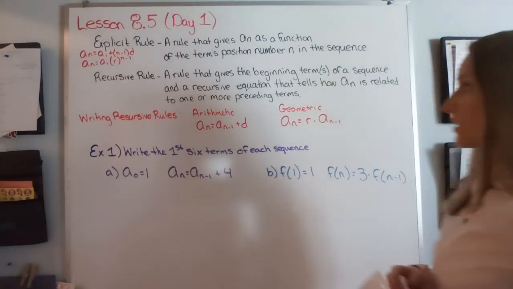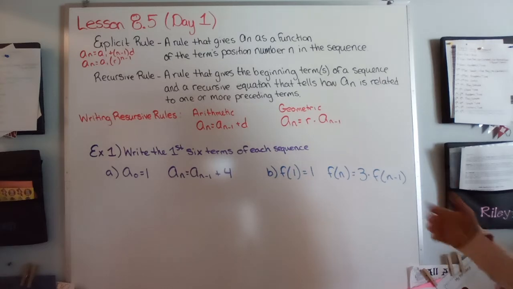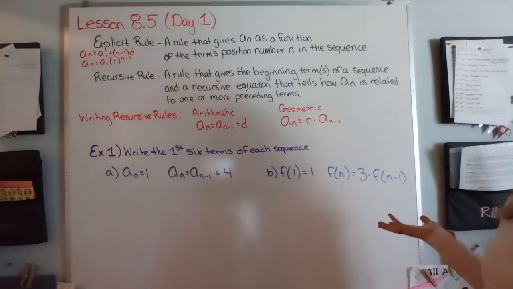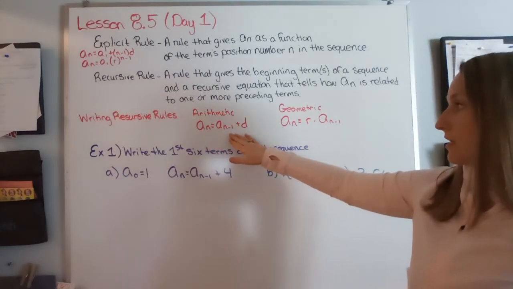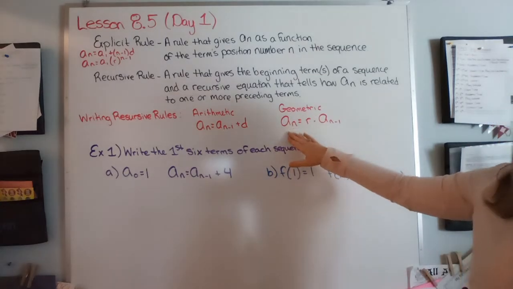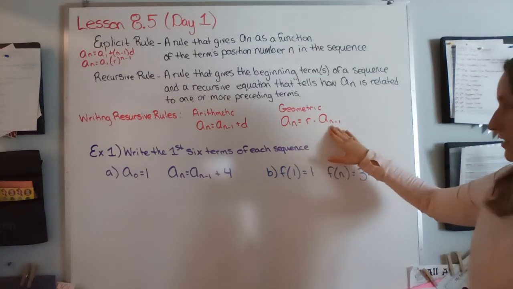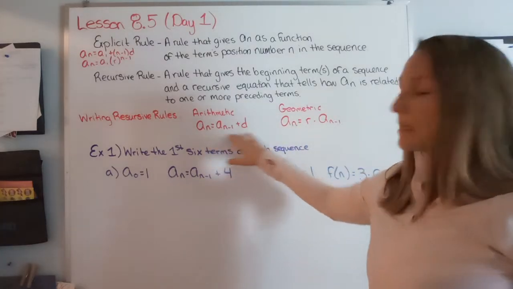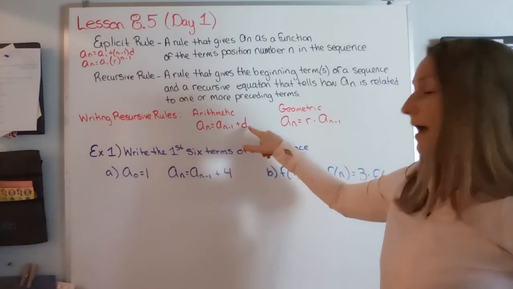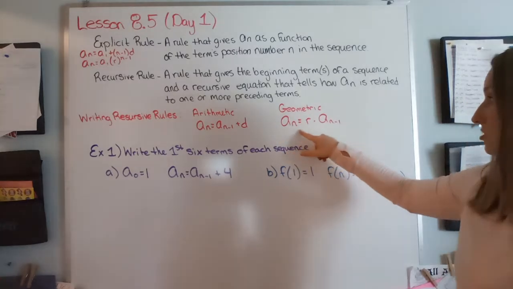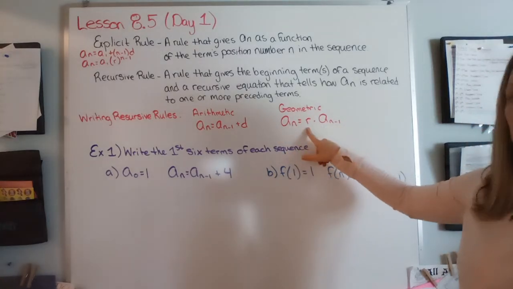A recursive rule is a rule that gives the beginning term or terms of a sequence, and a recursive equation that tells how a sub n is related to one or more preceding terms. Okay, so we do have rules to follow when writing a recursive rule. Arithmetic is a sub n equals a sub n minus 1 plus d. And geometric is a sub n equals r times a sub n minus 1. So the way you're going to read this or think about it is, to get to the next term, you take the previous term and you add a certain value. To get to the next term, you take the previous term and multiply it by some value.